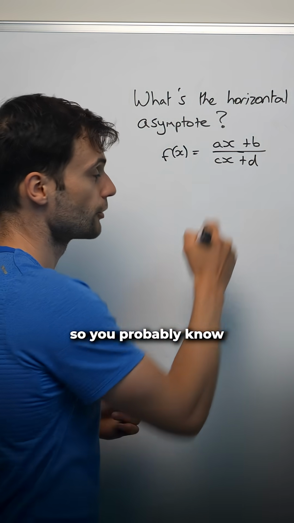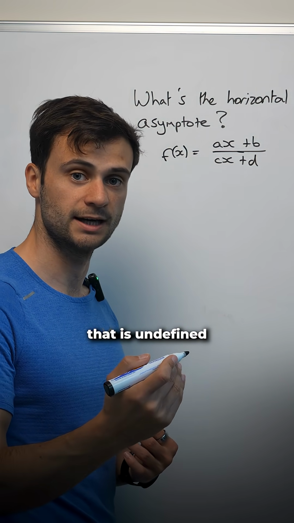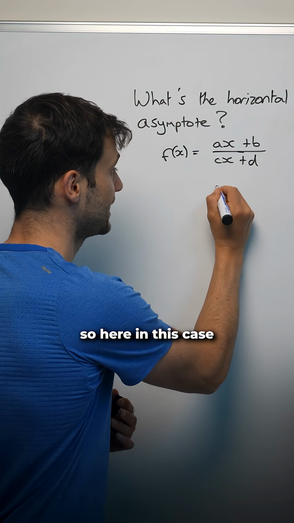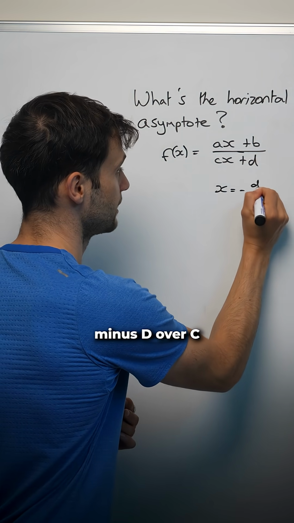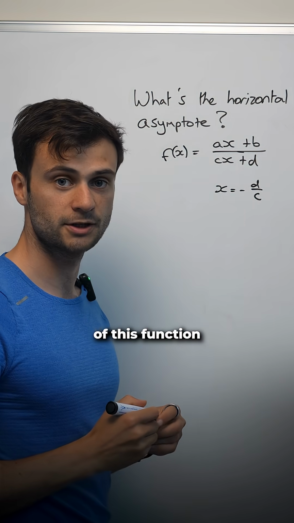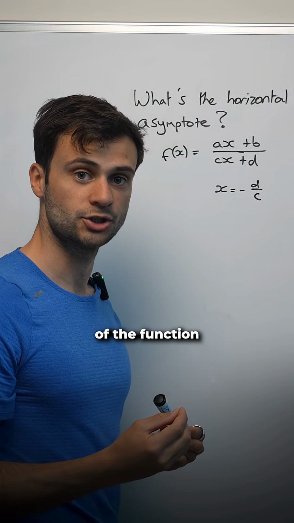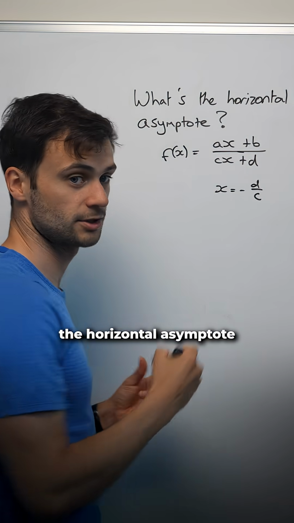So you probably know that we cannot divide by 0 because then we get something that is undefined. And that's the value, so here in this case it would be minus d over c, that we have to exclude from the domain of this function. But we want to work out what value is excluded from the range of the function, because that's going to tell us the horizontal asymptote.